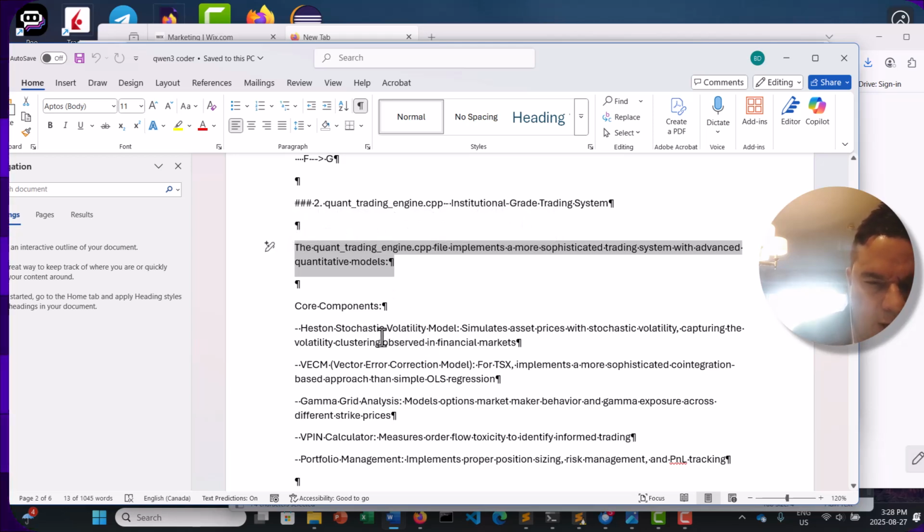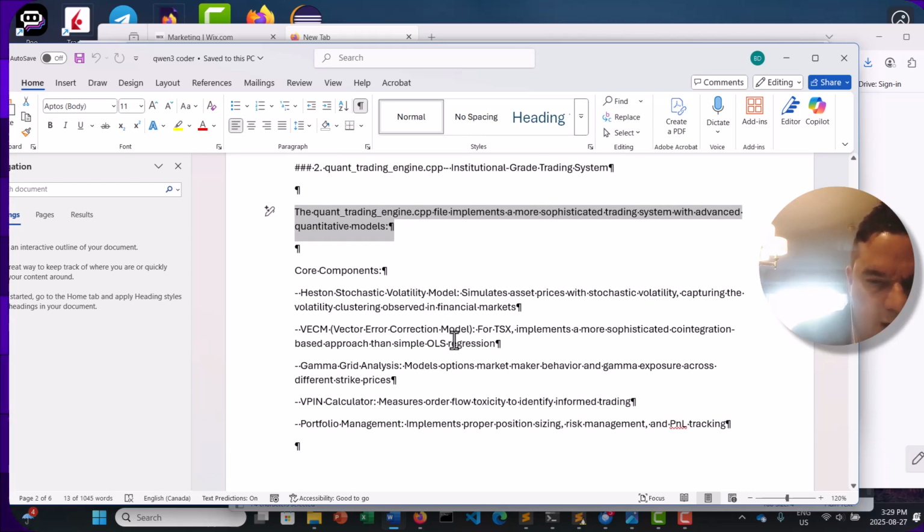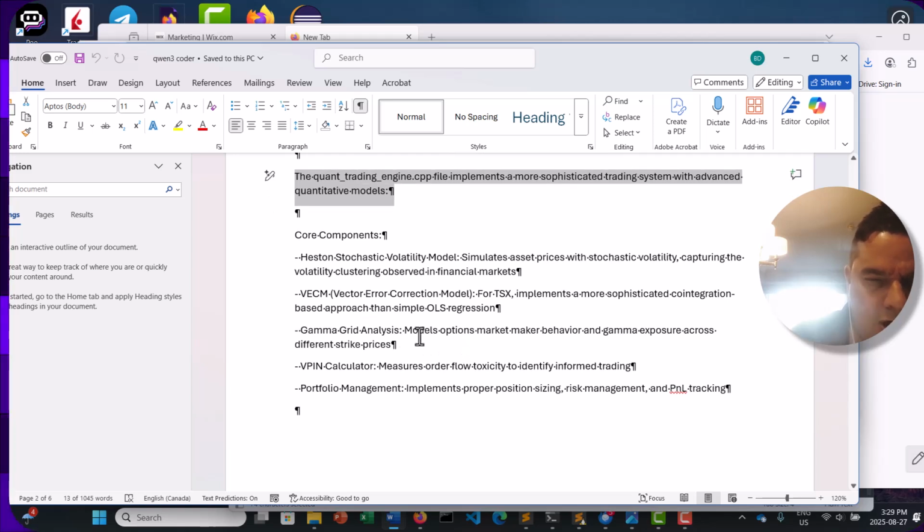So this is what it's generating. Heston stochastic volatility model simulates asset prices with stochastic volatility, capturing the volatility clustering observed in the financial market. VECM for TSX implemented a more sophisticated cointegration-based approach than the simple OLS regression. Gamma grid analysis. This is getting sophisticated here. Models option market behavior and gamma exposure across different strike prices.